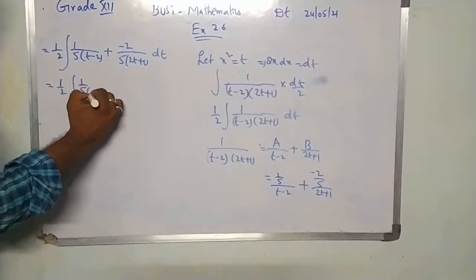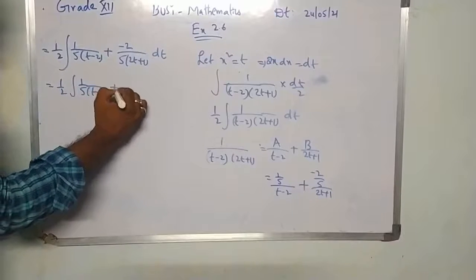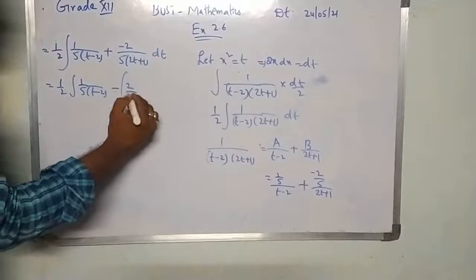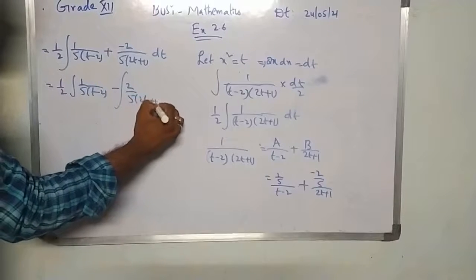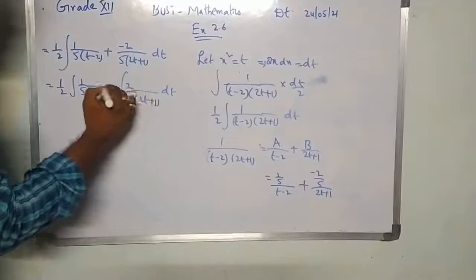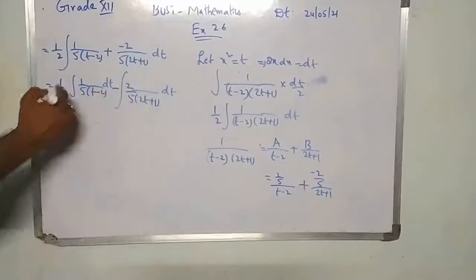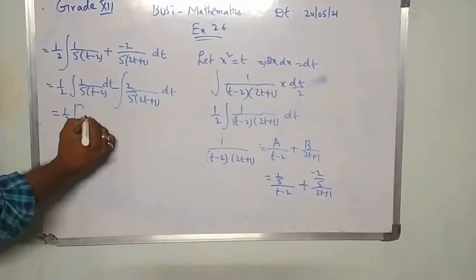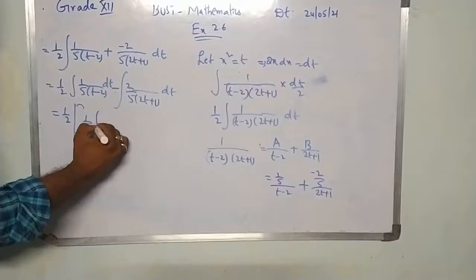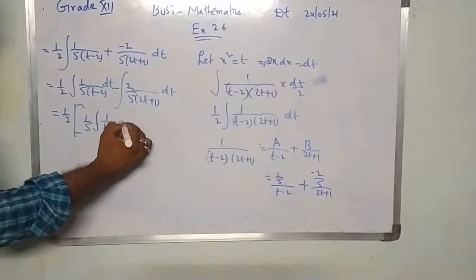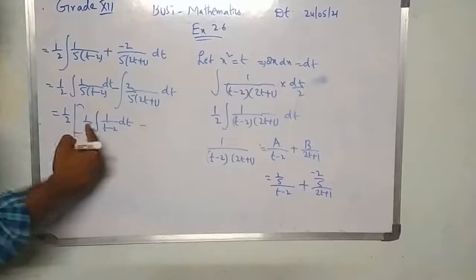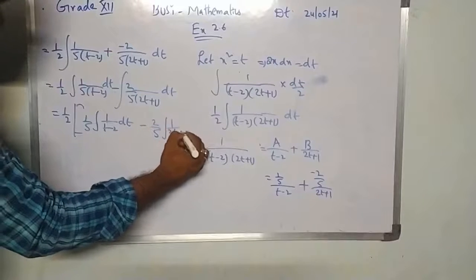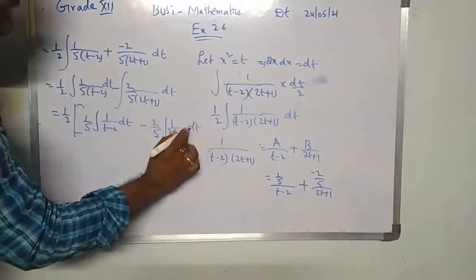We can write 1 by 5 into t minus 2, plus minus 2 by 5 integral of 2t plus 1 dt. Here also dt. So 1 by 5 we can take outside. What will be left inside the integral? 1 by t minus 2 dt. Minus 2 by 5 we can take outside, integral of 1 by 2t plus 1 dt.